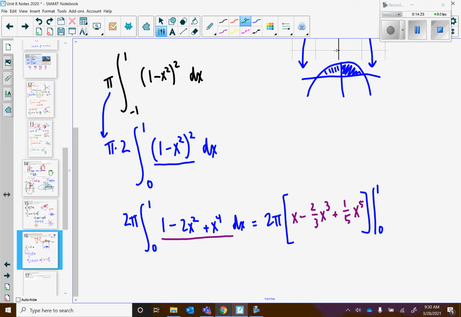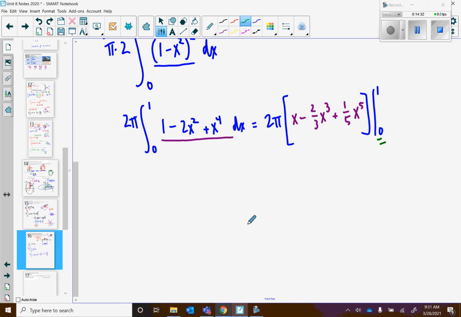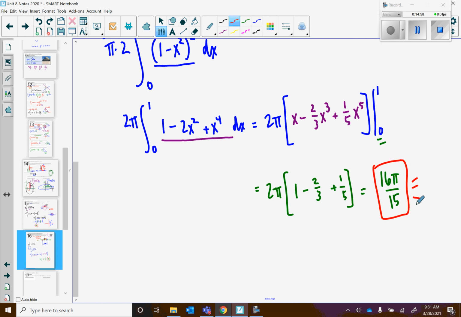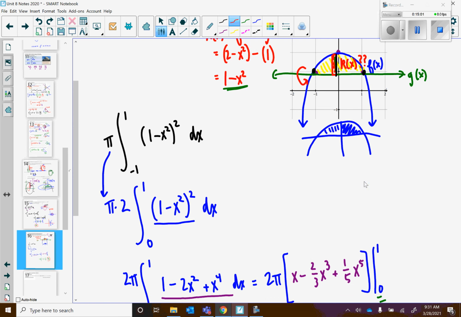Like I said, I like doing this because evaluating it at 0, notice all of these pieces would have 0, and we don't need to worry about that. So I really just need to plug in my 1. So now I have 2 pi times 1 minus 2/3 plus 1/5. Of course, you can type this all into your calculator, or we can take some time to remind ourselves about adding fractions. Either way you want to do it, hopefully you get 16 pi over 15. The real thing, though, that we want to focus on is the setup.